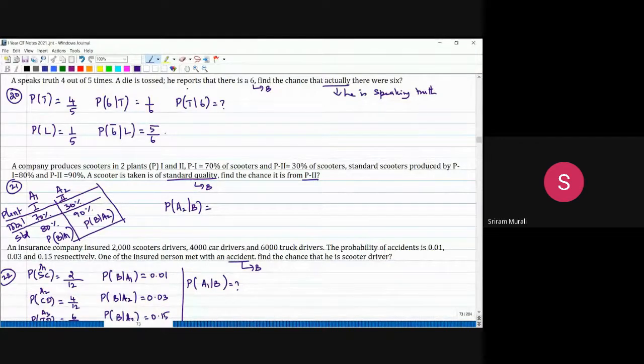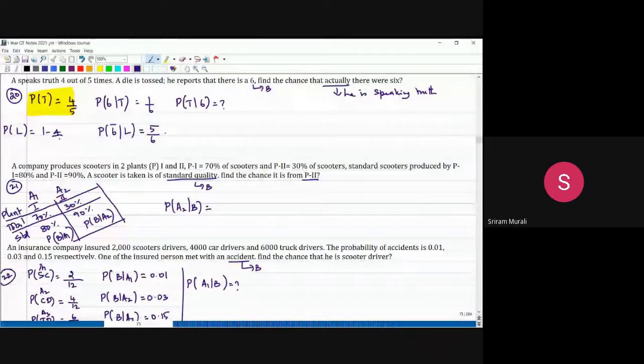Actually says there is a 6. He reports there is a 6. Find the chance actually there was a 6. But he speaks truth only 80%. So 20% he may tell a lie. 4 by 5 means the chance of speaking truth is 4 by 5. The chance of speaking a lie should be equal to 1 minus 4 by 5, which is equal to 1 by 5.